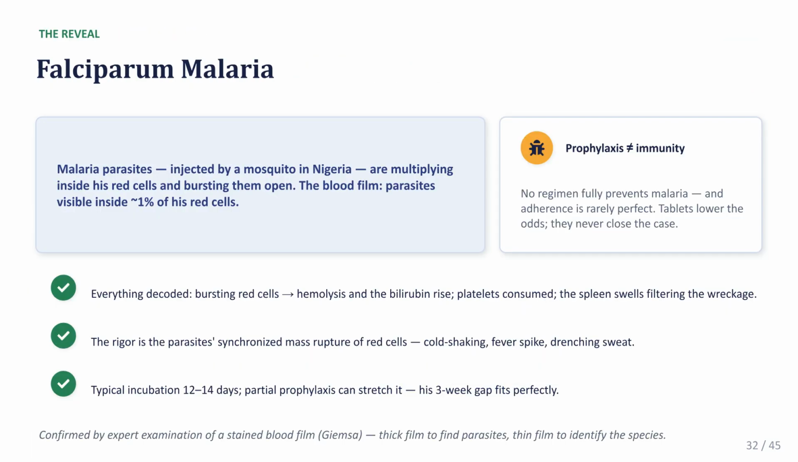The diagnosis is falciparum malaria. Parasites from a mosquito in Nigeria have been multiplying and bursting his red cells. The blood film shows these parasites in about 1% of his cells. Partial prophylaxis doesn't grant full immunity. It only lowers the odds. The hemolysis, thrombocytopenia, and tender spleen all confirm the diagnosis.